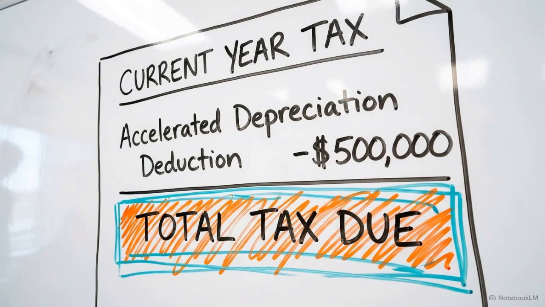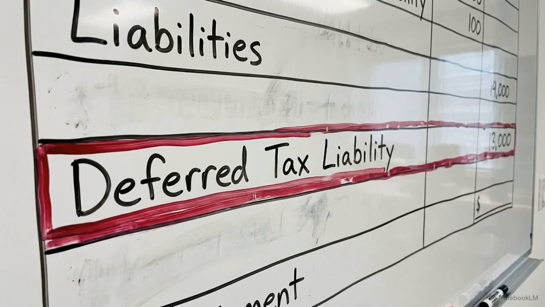Front-loading tax deductions shrinks your tax bill today. The accounting rules require you to recognize that you have an obligation to pay those deferred taxes back in future years. Let's examine the opposite scenario.